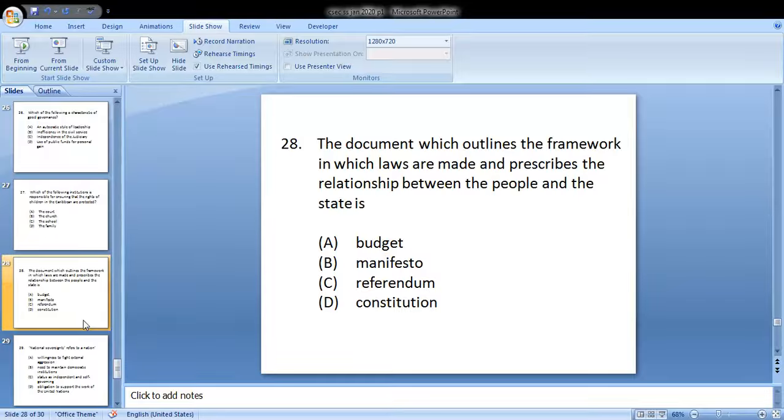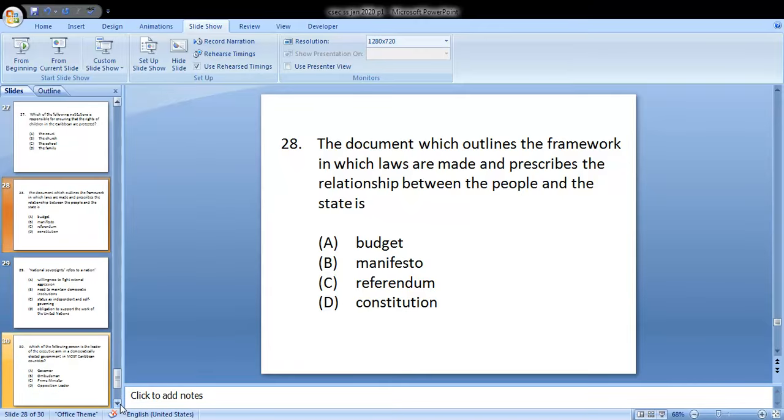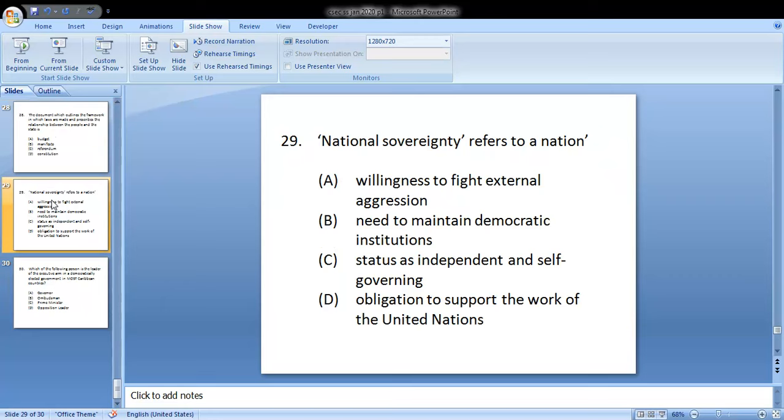28 says, the document which outlines the framework in which laws are made and prescribes the relationship between the people and the state is A. Budget. B. Manifesto. C. Referendum. D. Constitution. We know it is D. Constitution. Let's go on to 29.